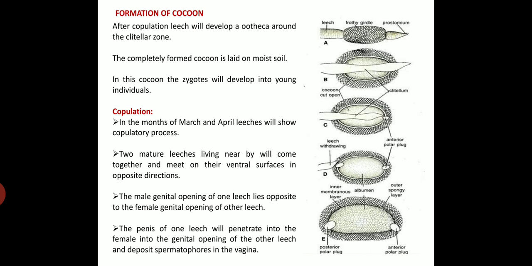We'll see the copulation. In the months of March and April, leeches will show the copulatory process. Two mature leeches living nearby will come together and meet on their ventral surfaces in opposite directions. That means the male genital opening of one leech lies opposite to the female genital opening of the other leech. The penis of one leech will penetrate into the genital opening of the other leech and deposit the spermatophores in the vagina.